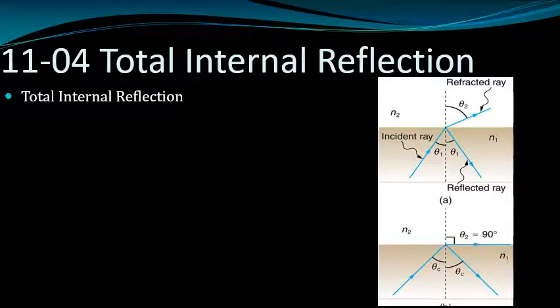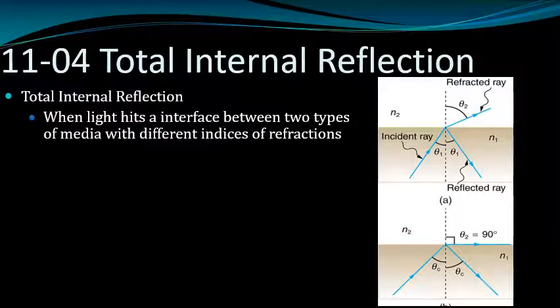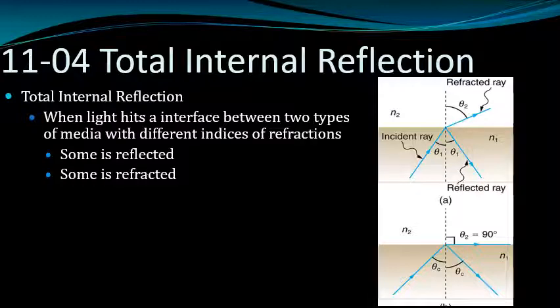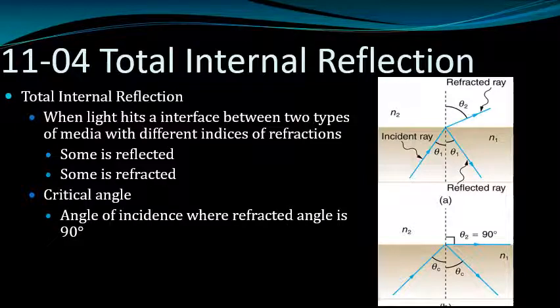Total internal reflection is when light hits an interface between two types of media with different indices of refraction, and it's all reflected back inside. Usually, some of the light is reflected and some is refracted. But there's a critical angle of incidence where the refracted angle is 90 degrees. So, for example, down here, the light's coming in and it hits, but the refracted angle is 90 degrees, so it's right along the surface.